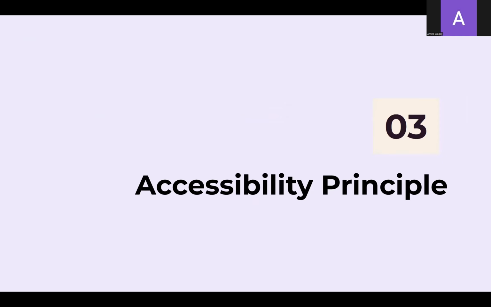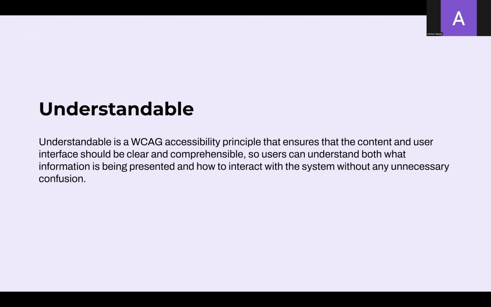Now, accessibility principle. This principle is important because it defines guidelines that make sure that the product works for people with different abilities and needs. It's super, super important. And my accessibility principle is understandable, which means that the interface should feel clear, readable, and not confusing. Users should understand what's happening and what they should expect, without needing to guess.